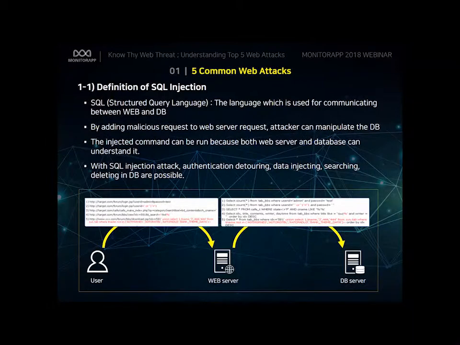Let's start with SQL Injection. SQL Injection is an attack using the language SQL that communicates between the web server and the database server, as described below. The user and the web server communicate using HTTP, and the web server takes the information from the database server and delivers it to the user.